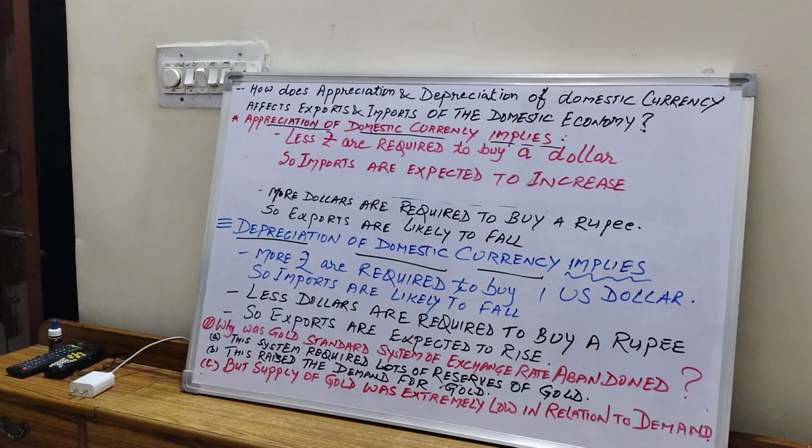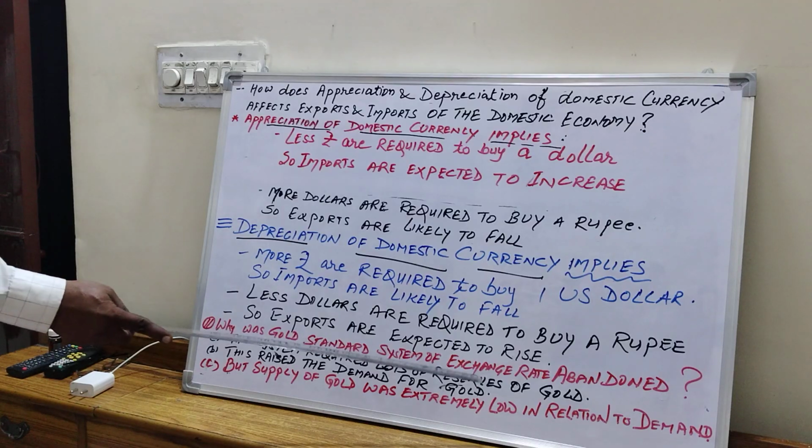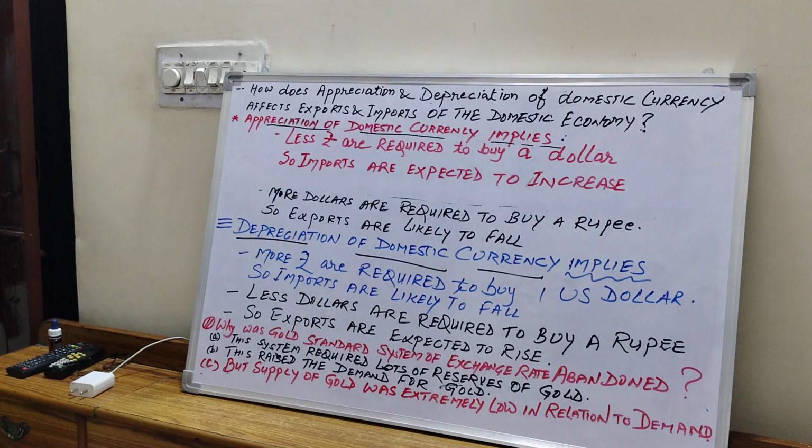Next, one more question, a small one. Why was the gold standard system of exchange rate abandoned? Here I said the gold system of exchange rate was abandoned and it was replaced by flexible system of exchange rate. Why is it so? Because there are some reasons. First of all, this system required a lot of reserves of gold. इस सिस्टम में किसी भी देश के पास गोल्ड बहुत होना चाहिए और फिजिकल गोल्ड एक्सचेंज करना a little bit difficult.